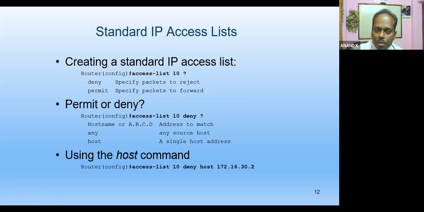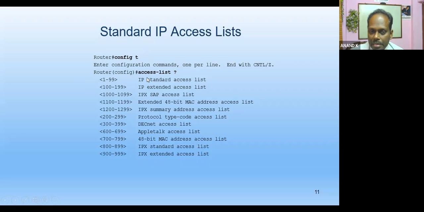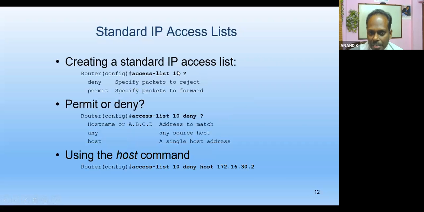Here he is defining an access list. 10 is a standard list. When you see the number itself, you can identify it. Anything from 100 to 199 is an extended access list. So this is how you can define an access list, how you write a list in the router.